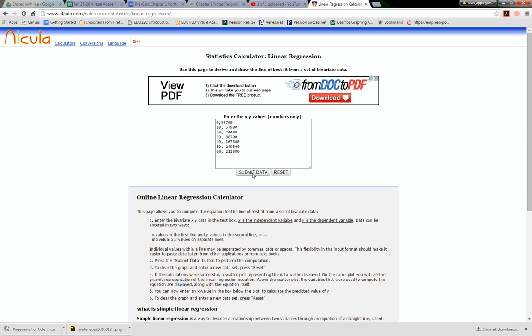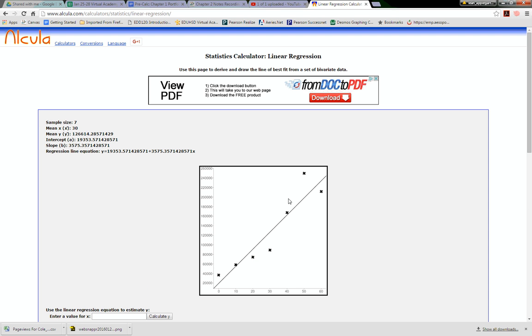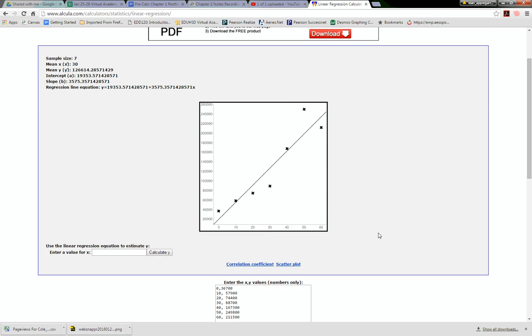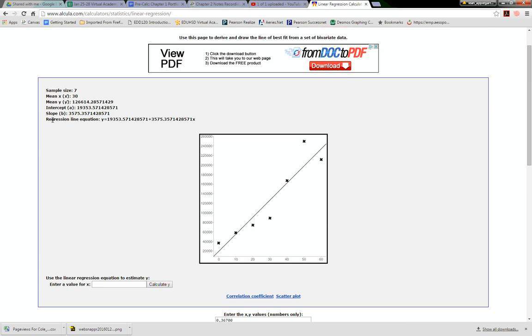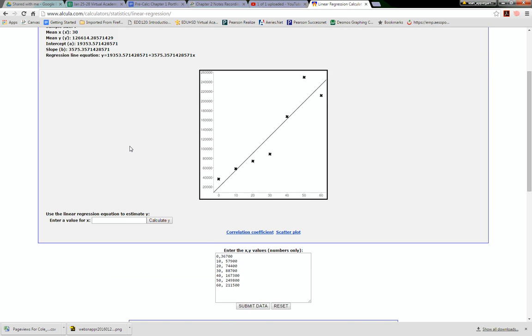We're going to submit the data, and it's going to make our graph. And then it gives us an equation of a line. So here's our slope. We calculated the slope to be 3,265. Their slope is 3,575, which is pretty close. Their intercept was 19,353.